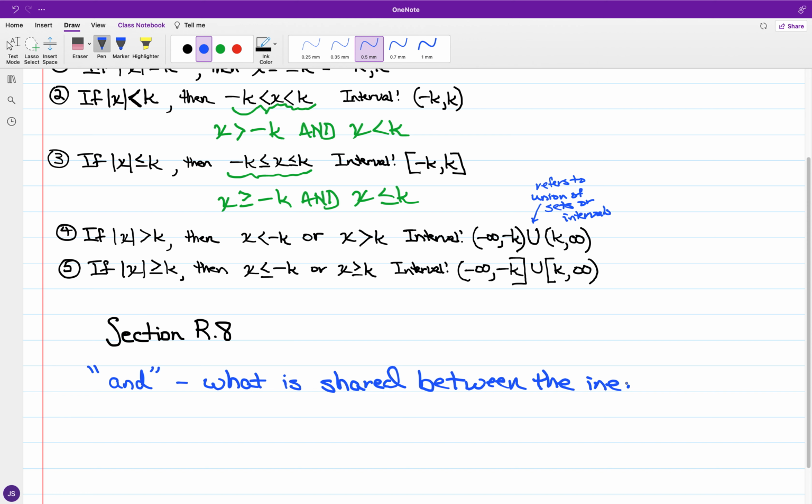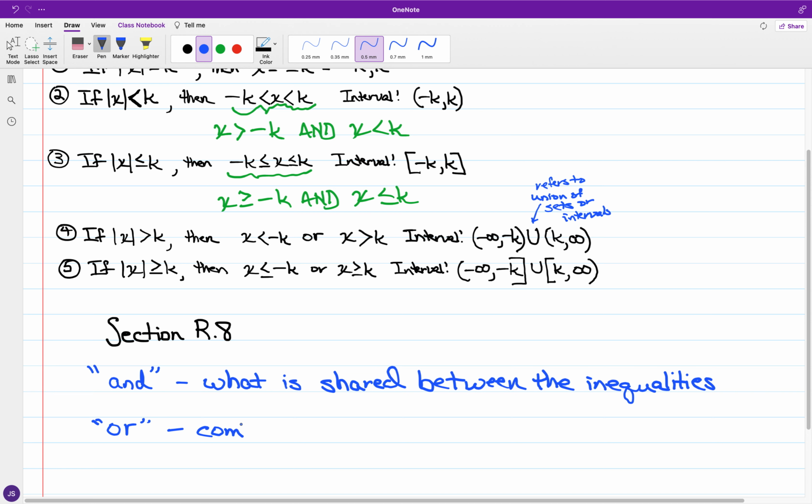Now in terms of the word or, you're looking at combining all the elements. In other words, combining everything. Consolidating, in other words. So combining everything, regardless of whether the items are shared or not.